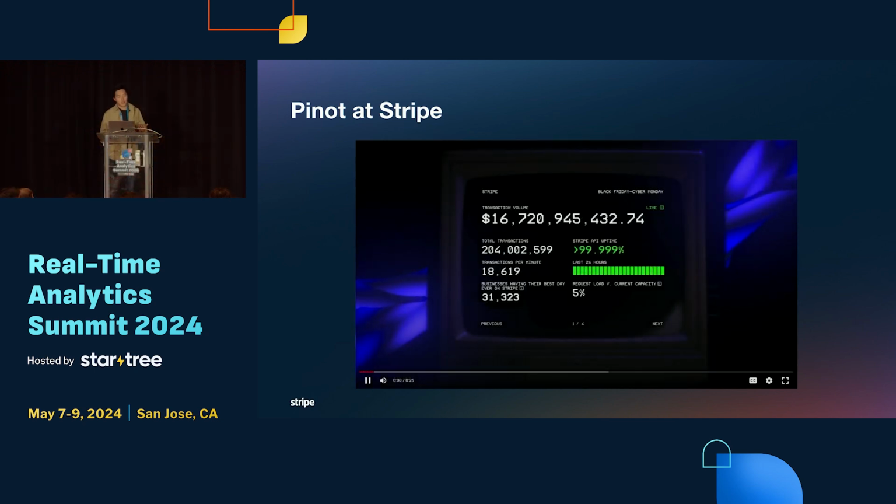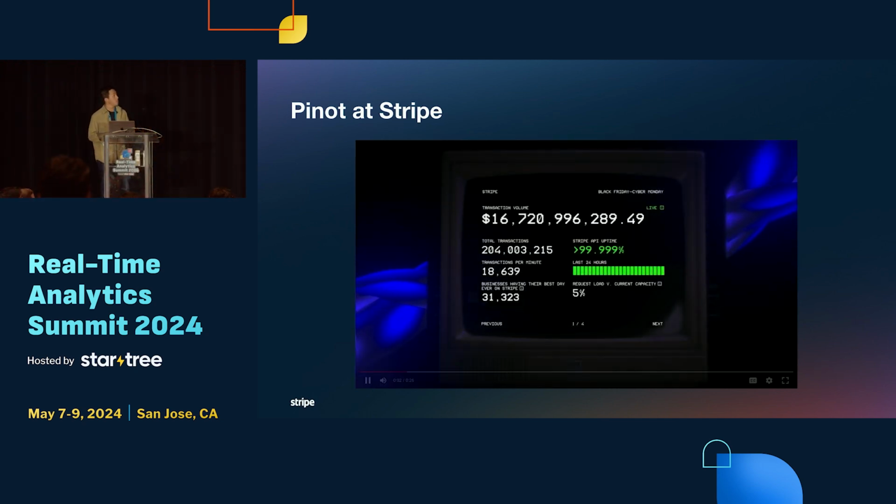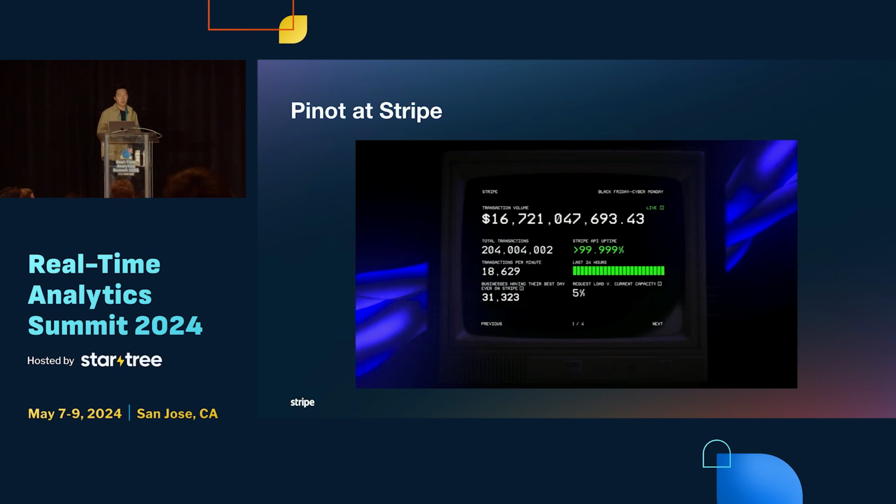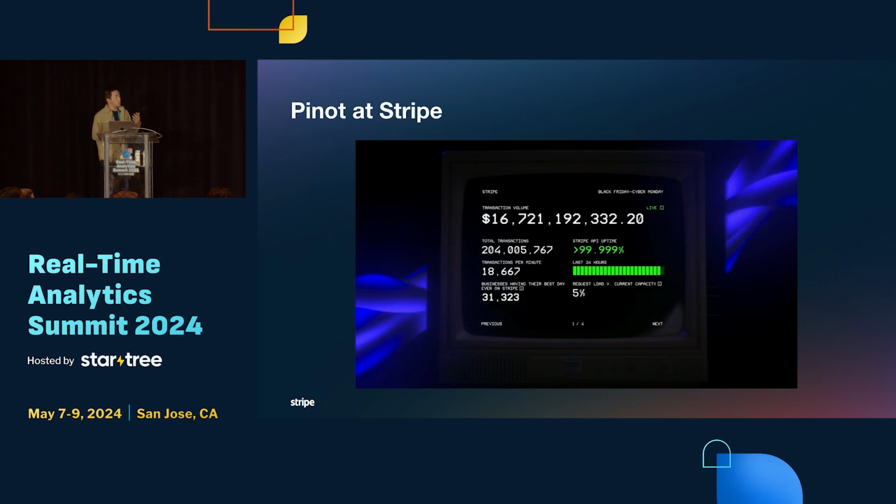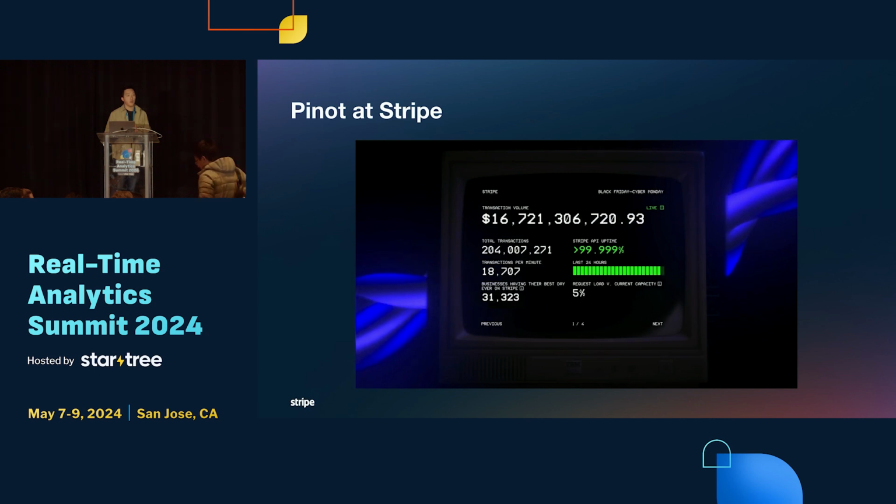And if you caught this on Hacker News last Black Friday, Stripe published a microsite that displayed our overall transaction volume on our platform, along with many other metrics in real time. And a majority of these metrics were actually powered by Pinot. So now let's talk about how Stripe's journey with Pinot all started.